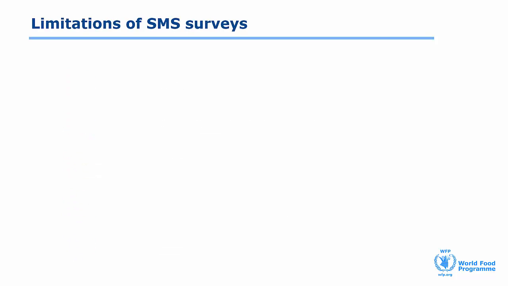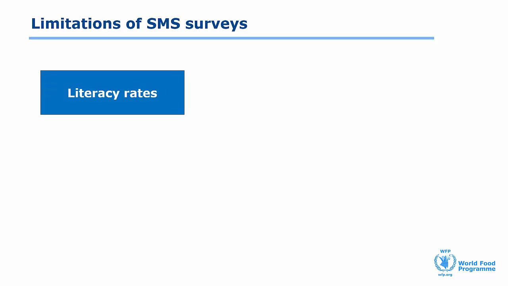While there are lots of advantages to SMS surveys, there are nevertheless some inherent limitations. First, they depend on the literacy rate of the target population. Unlike CATI and IVR, where questions are spoken, an SMS survey won't work if the respondents cannot read or have low levels of literacy.